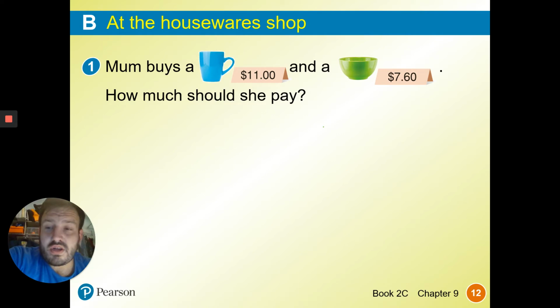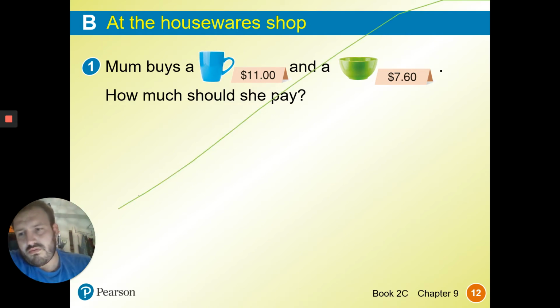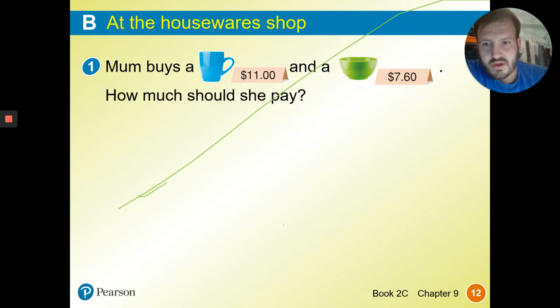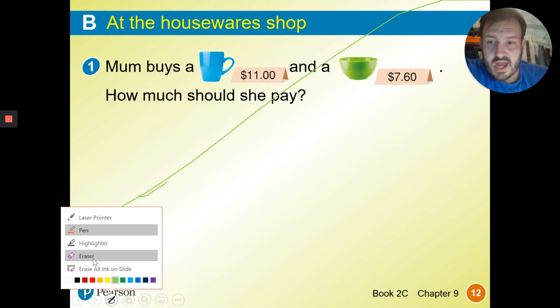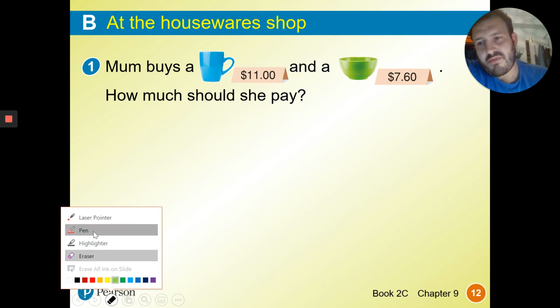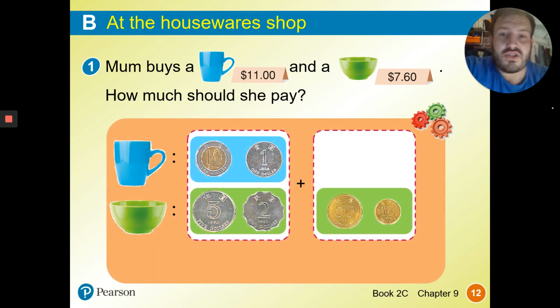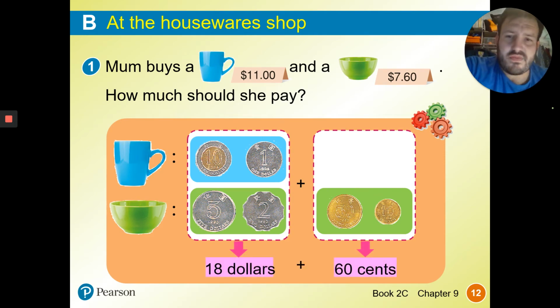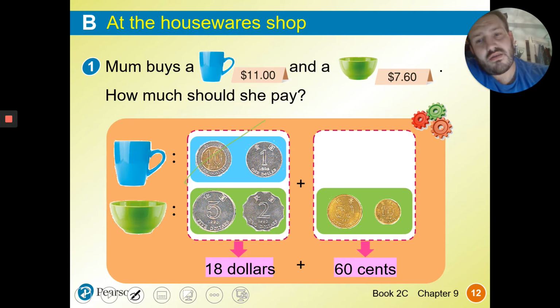Okay, let's look at some word problems. So we've got: Mum buys an $11 cup and a $7.60 bowl. How much should she pay? So I've got to add these 2 numbers up. Now, we can do it with coins like we did in P1. So that's 10, 15, 17, 18. And then we just add our coins up.